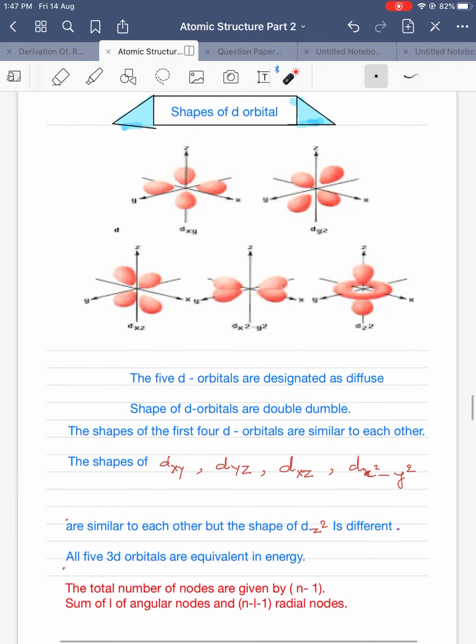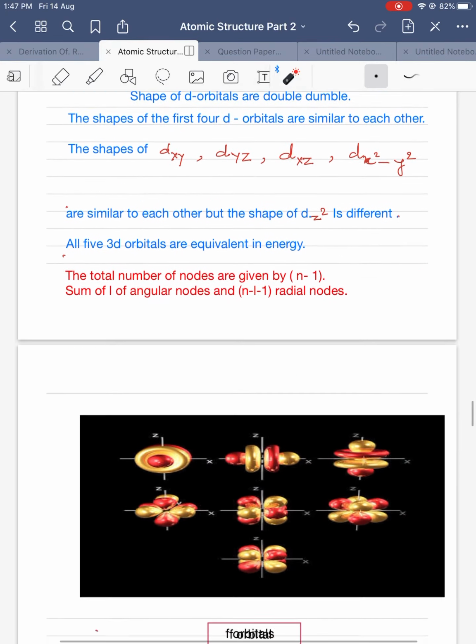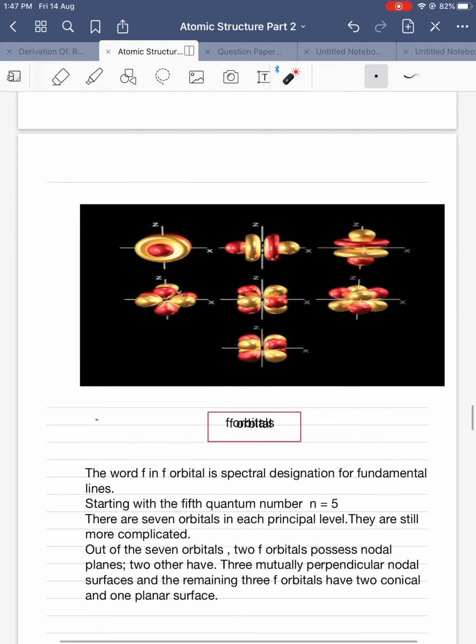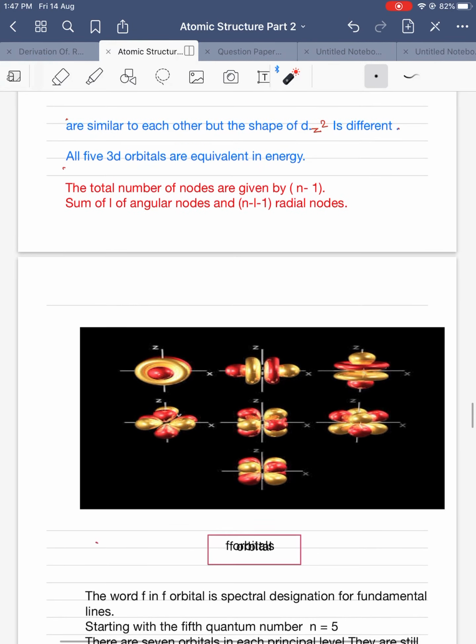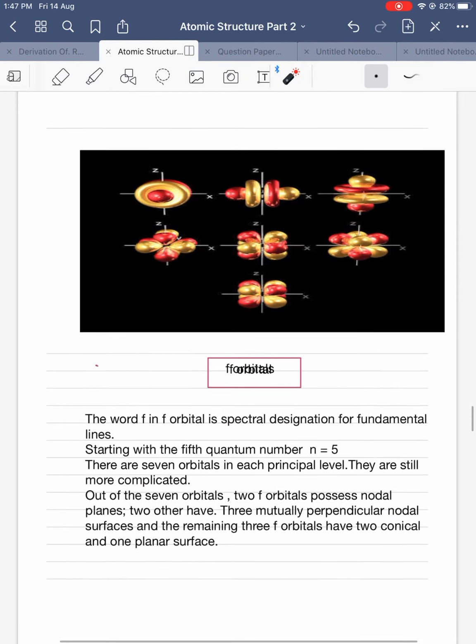Total number of nodes is given by n minus 1, and l, that is azimuthal quantum number, gives angular nodes, and n minus l minus 1 gives radial nodes. And all the 5 d orbitals are equivalent in energy.